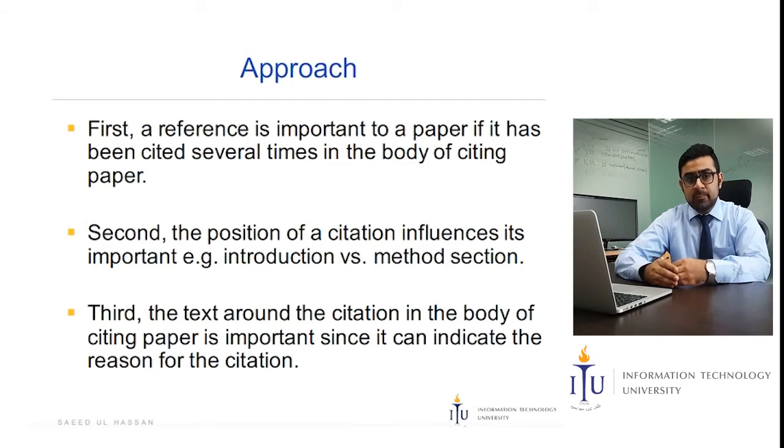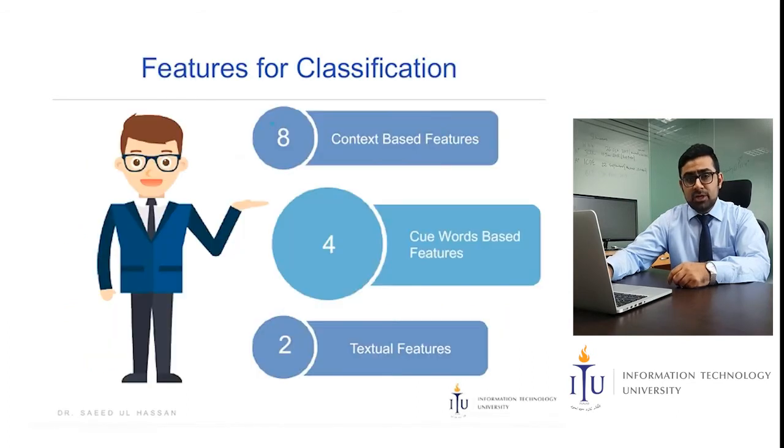For instance, if a paper is cited in the introduction versus a method section, then these 2 positions carry different weight. And the third thing is the text around the citation in the body of the citing paper. We believe it's important since it would indicate the reason for the citation. So when you cite a paper, the text around that citation would also reflect the reason for that citation.